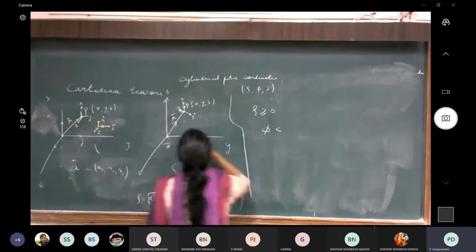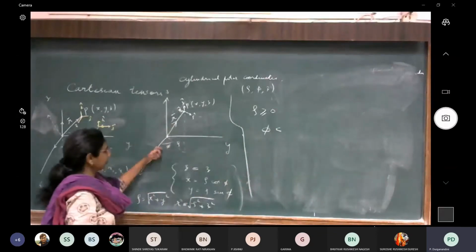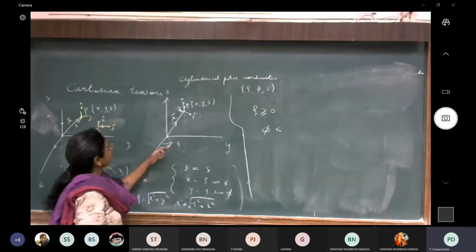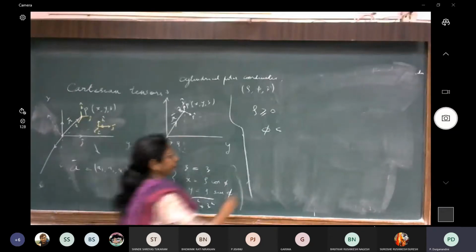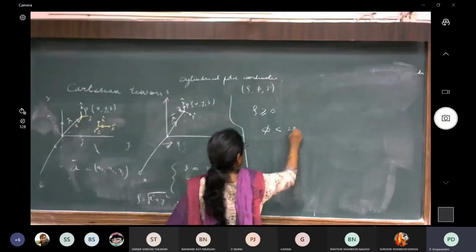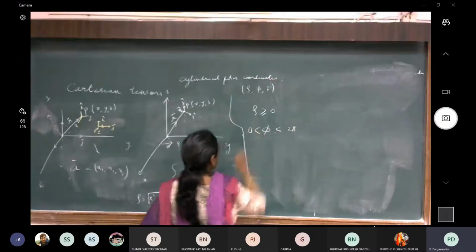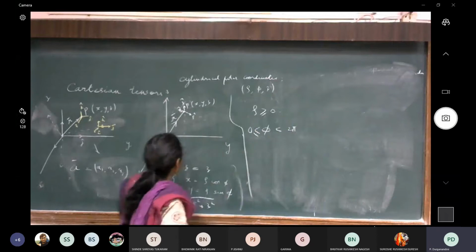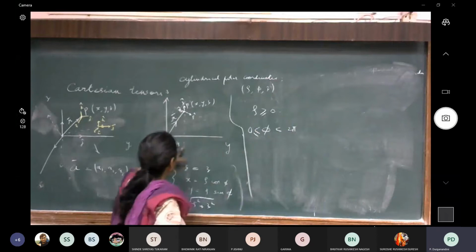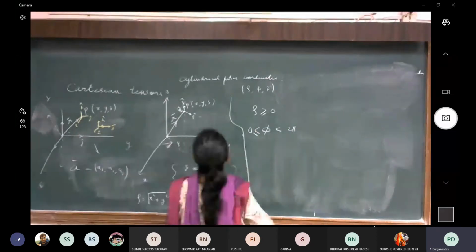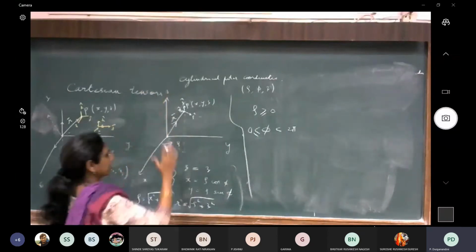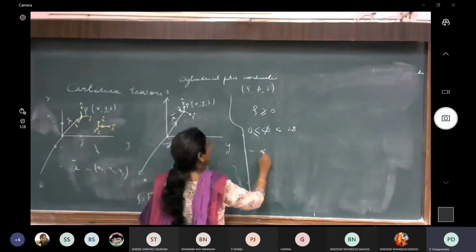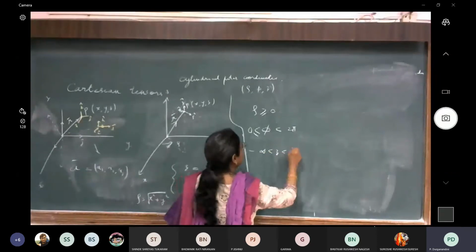Phi, because it's an angle, is the angle which it's making with the x-axis. So I can take it from zero to 2 pi. And 2 pi again will be the same as 0, so therefore I only put a less than sign, because if I make a full 2 pi rotation, I'll come back to the same point. So it's 0 less than or equal to phi less than 2 pi. And z of course is the height. So I'm having cylindrical geometry, so it's going from minus infinity to plus infinity.